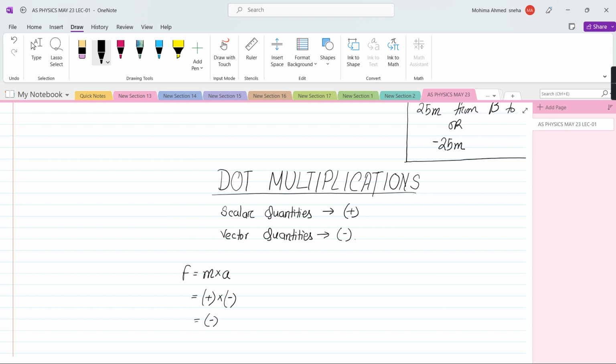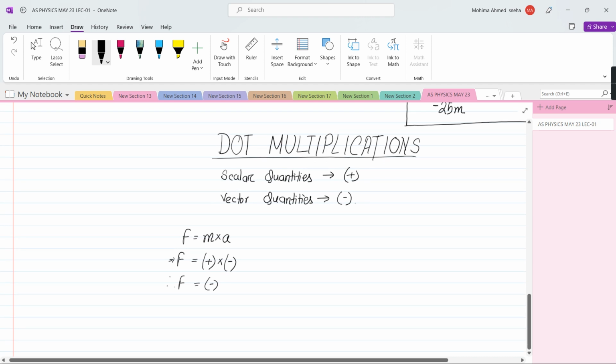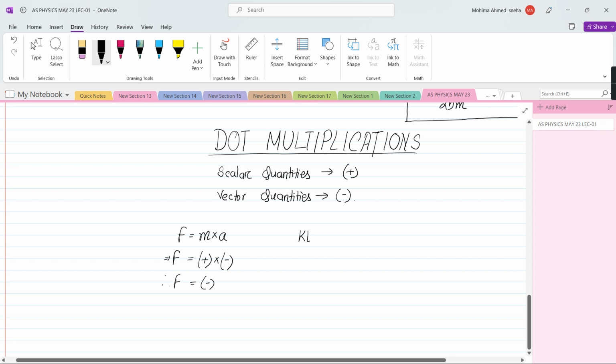It will be minus, right? So it says that after all the calculation, the final sign for force is negative, indicating force is a vector quantity. Now if you move to something bigger or tougher, for example, kinetic energy equals half mv square.